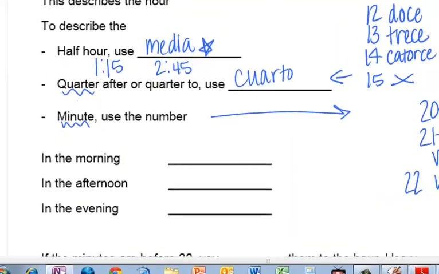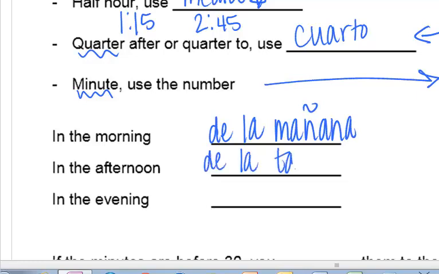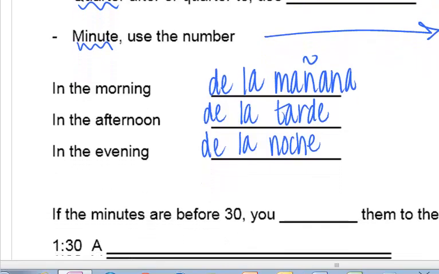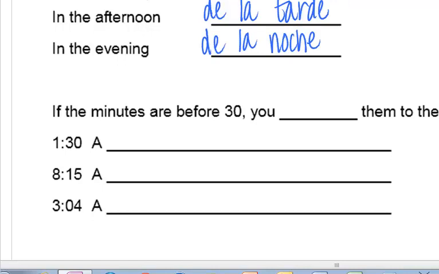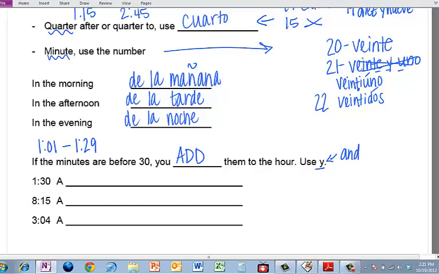Other information in the morning, de la mañana. Remember, hasta mañana is see you tomorrow, but it also does mean morning in Spanish. In the afternoon is de la tarde. And in the evening, de la noche. Two more rules, and then we're going to put them together. If the minutes are before 30, so if it's any time from 1:01 to 1:29, you add them to the hour and you use y. Remember that y in Spanish means and.